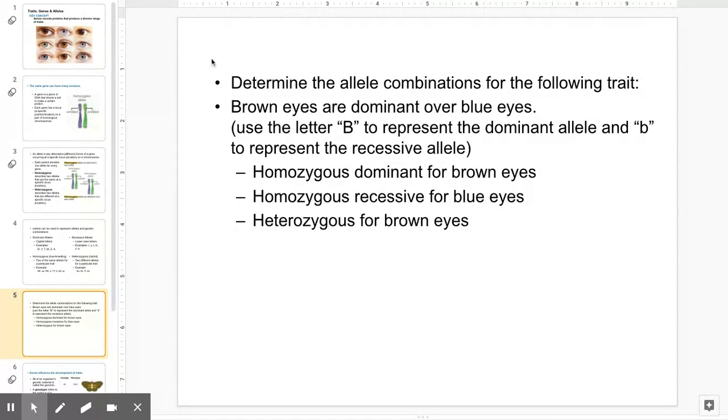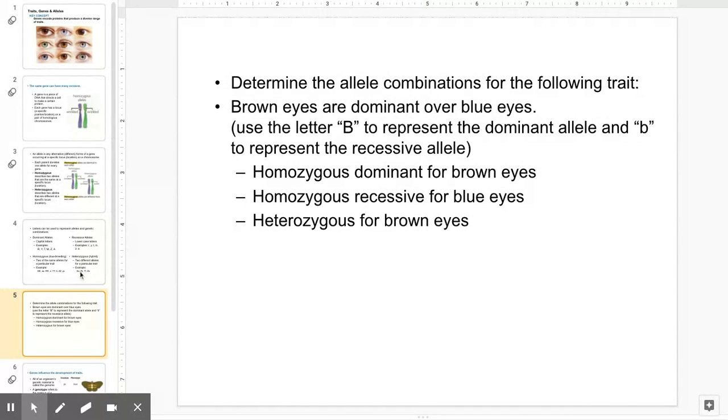In this example here, it says determine the allele combinations for the following trait. Brown eyes are dominant over blue eyes. So this information is telling you that, and this is just an example. This is not necessarily true to life. We're just going through a sample problem here. In saying brown eyes are dominant over blue eyes, brown eyes are represented by capital letter alleles, whereas blue eyes would be representative of lowercase alleles.